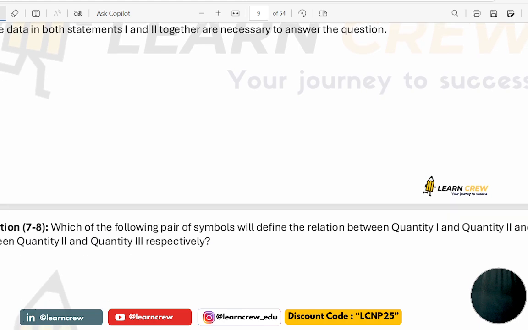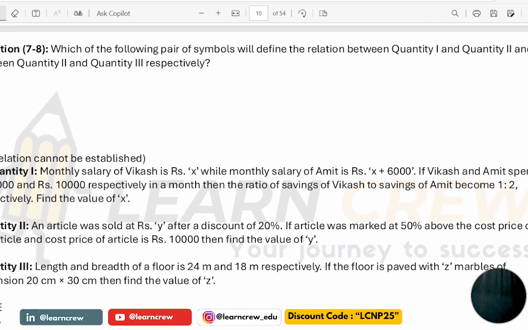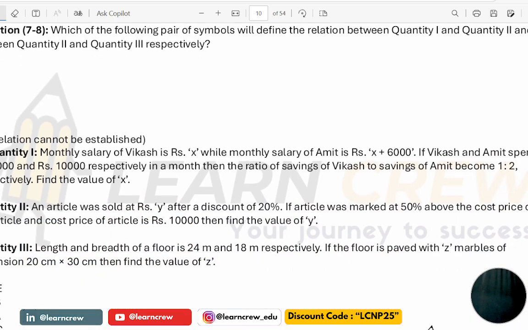Which of the following pair of symbols will define the relation between quantity 1 and 2 and between quantity 2 and 3? So see here the 7th question. Monthly salary of Vikash is x rupees, while monthly salary of Amit is x plus 6,000. If Vikash and Amit spend 8,000 and 10,000 rupees respectively in a month, then the ratio of savings of Vikash to savings of Amit becomes 1:2 respectively.